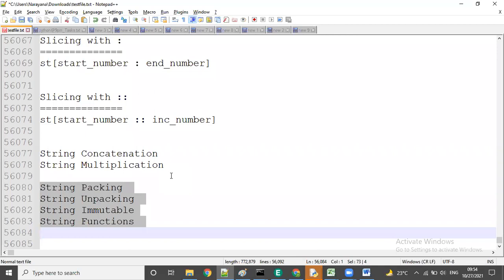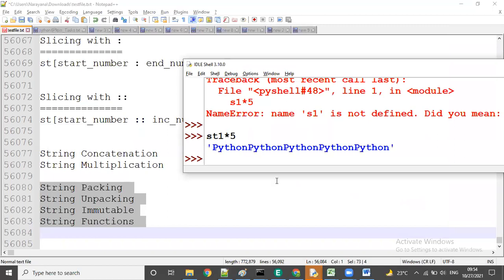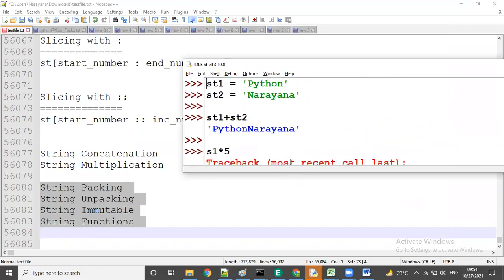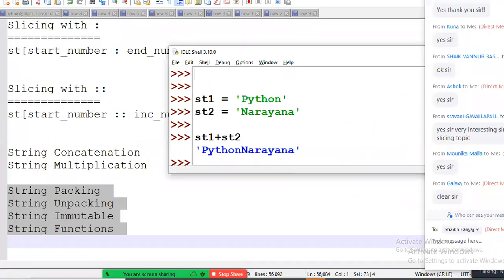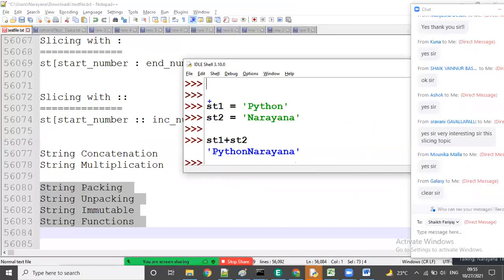String concatenation means adding two strings only. Here, string one is there, string two is there. I'm taking string one plus string two, so adding Python plus Narayana. You can see here, Python Narayana is there.